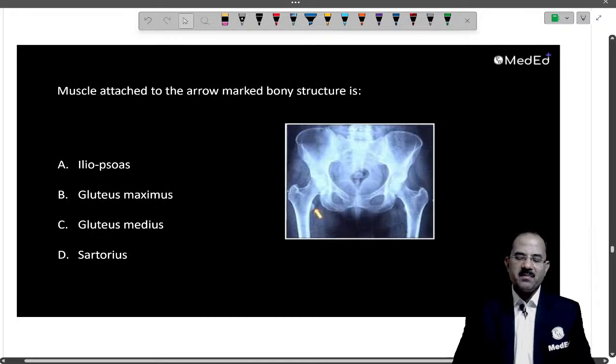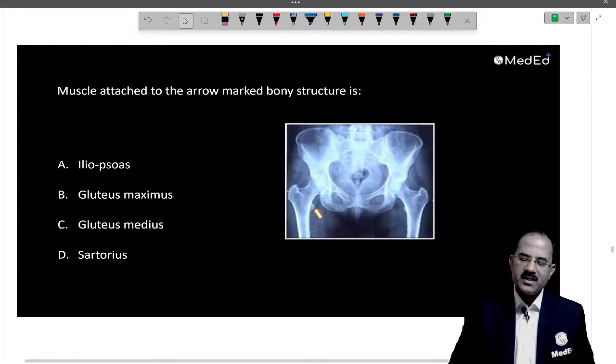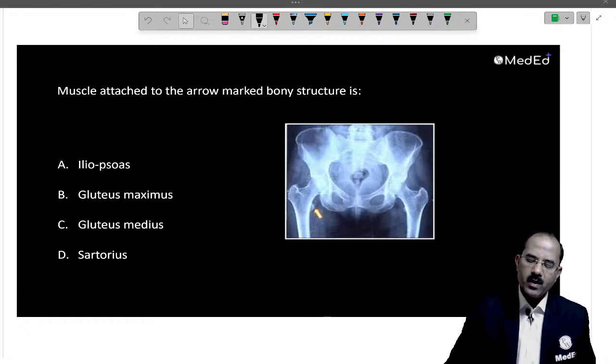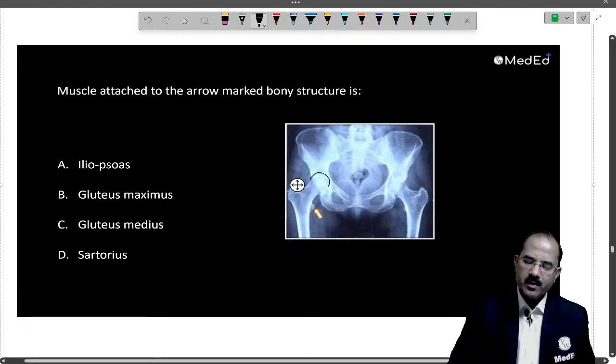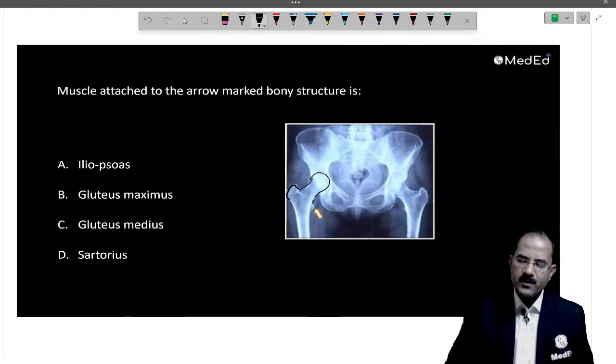Muscle attached to the arrow marked by the bony structure. What is this? This is the femur. That's the head of the femur. That's the neck of the femur. That's the greater trochanter. And what's this? That's the lesser trochanter of the femur, right?